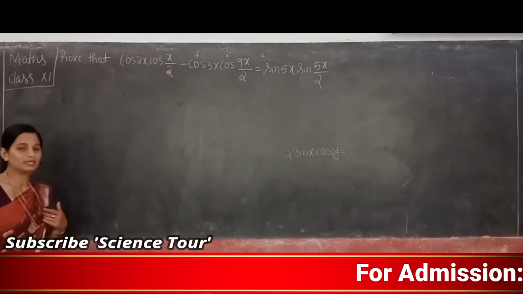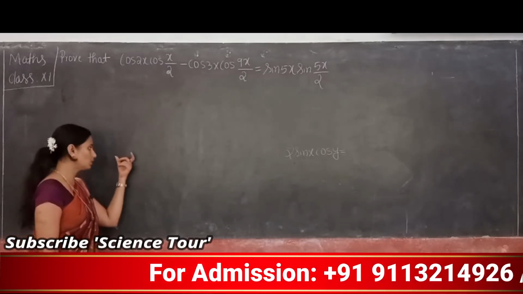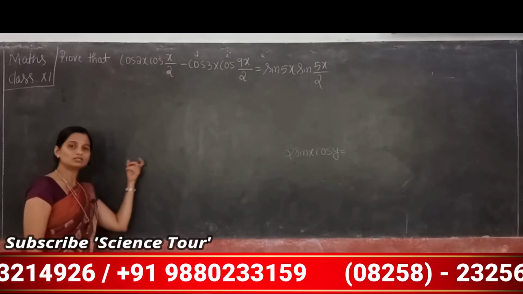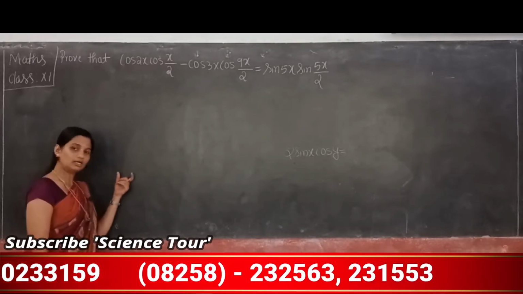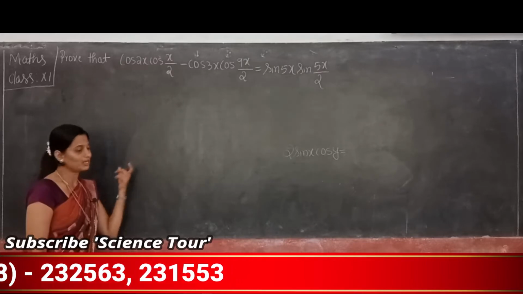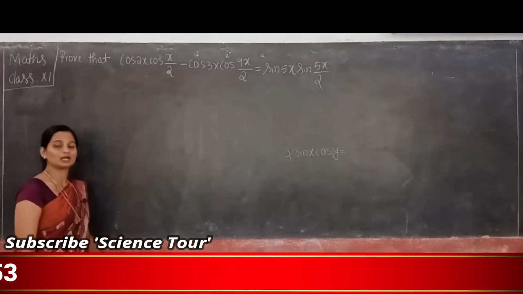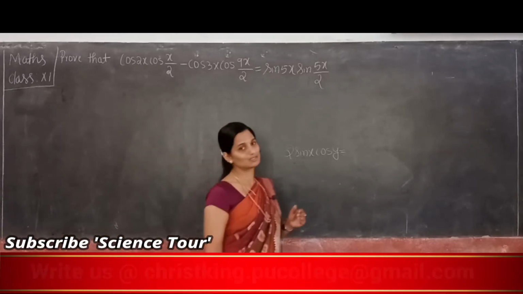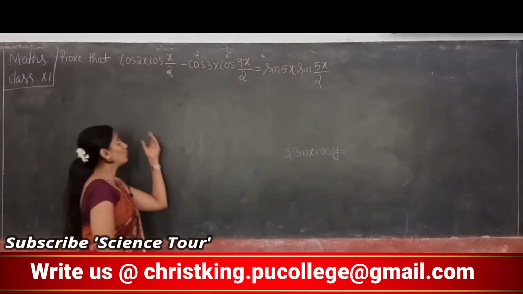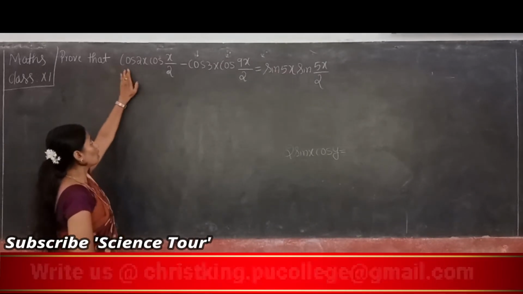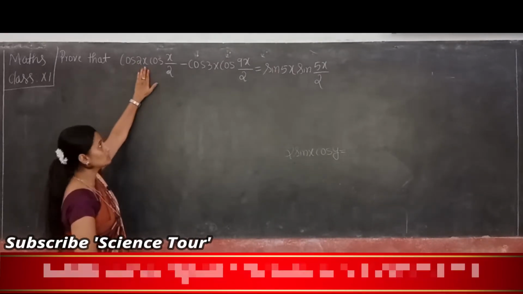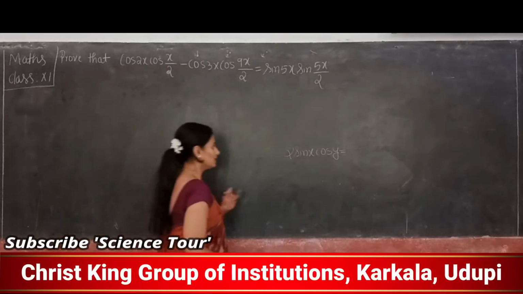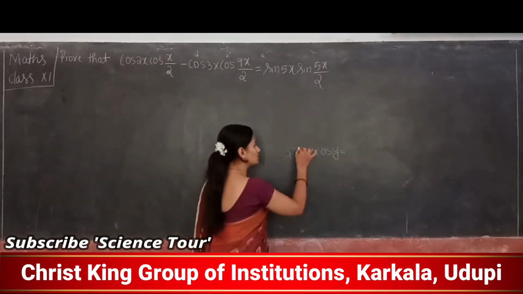So now, which formula is it? Is it possible to apply cos(x+y)? No, right? Next, cos(x-y)? Can't. Sin(x+y) and sin(x-y) we can't use. Then which formula to use? Out of 46 formulas, just search for this type: cos x, cos y. Do you have any formula? Yes, you have. There are 4 formulas.